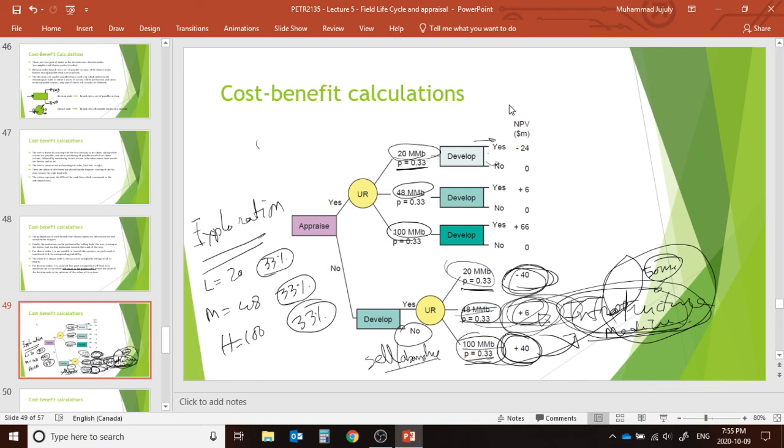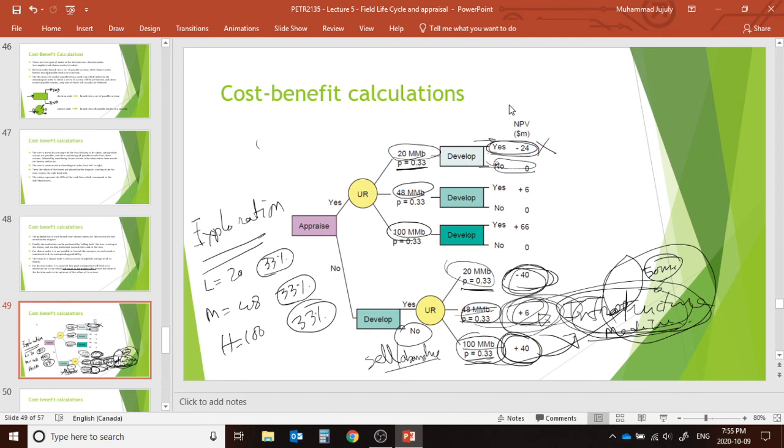If you don't continue the development, it will be 0. That means no. But if you actually continue doing, that means you will have a big loss.